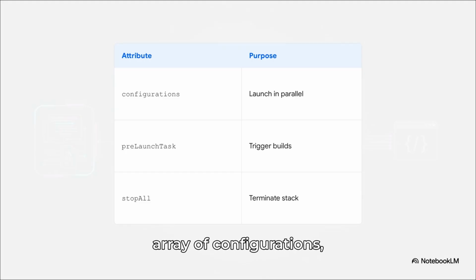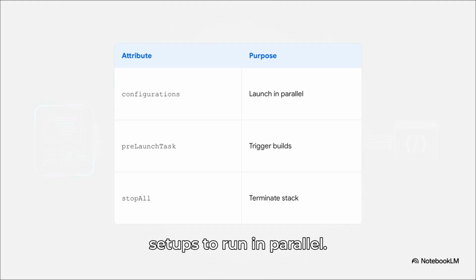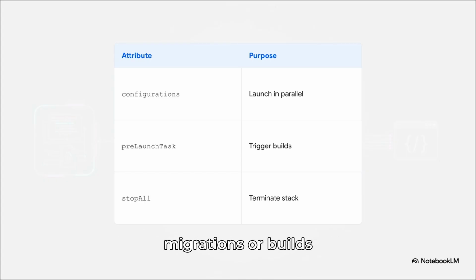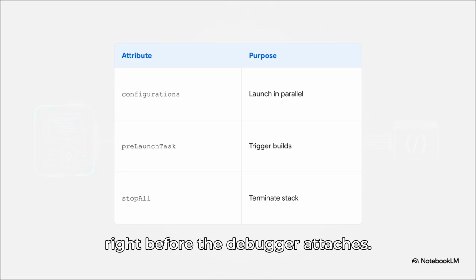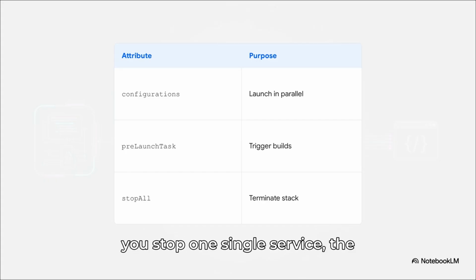First, you have an array of configurations, which simply lists the names of your individual debug setups to run in parallel. Then, there's preLaunchTask, which is amazing for triggering database migrations or builds right before the debugger attaches. And my absolute favorite, stopAll. This Boolean flag ensures that if you stop one single service, the entire stack terminates. Boom! No more annoying zombie processes or port conflicts.